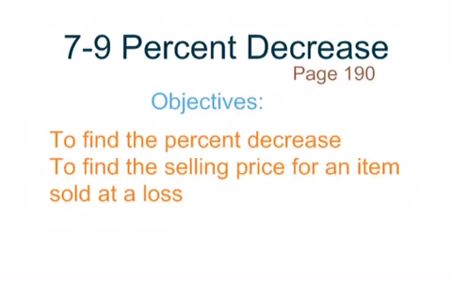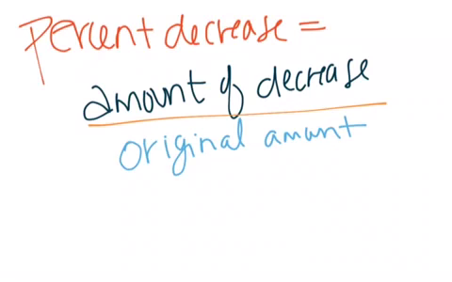Alrighty, today we're on 7-9, percent decrease, on page 190. The objectives here are to find the percent decrease and then to find the selling price for an item sold at a loss. So if something's on sale or on clearance, that is what percent decrease is all about. Percent decrease equals the amount of decrease over the original amount. Very similar to percent increase, except instead of gaining, we are losing.